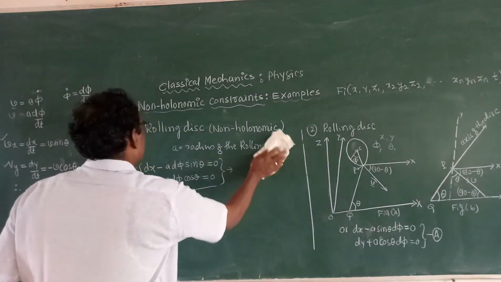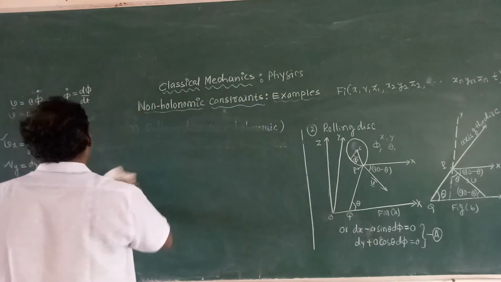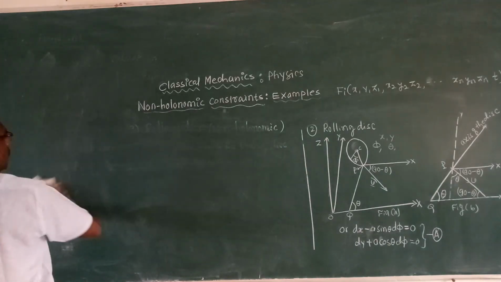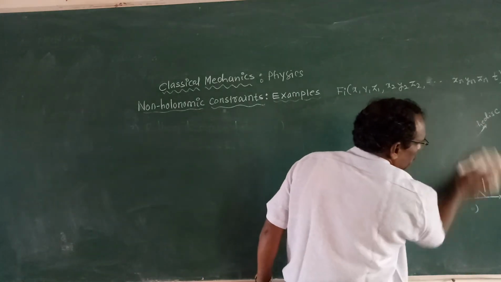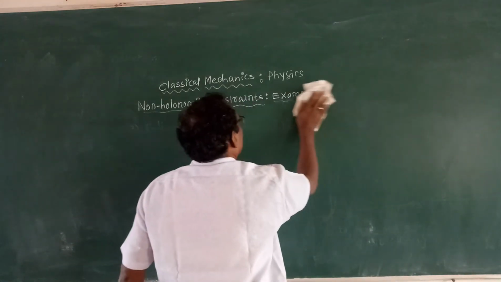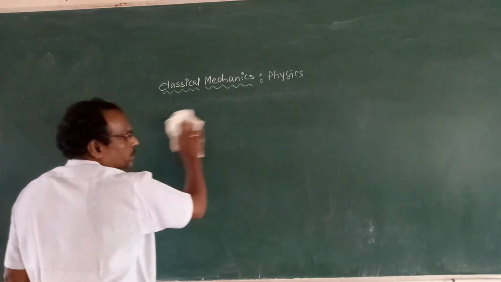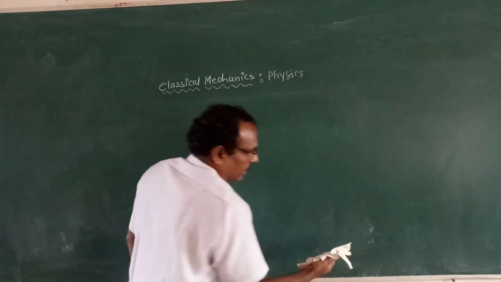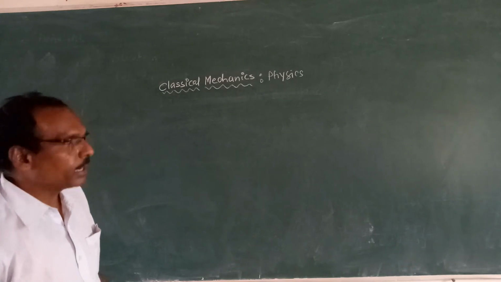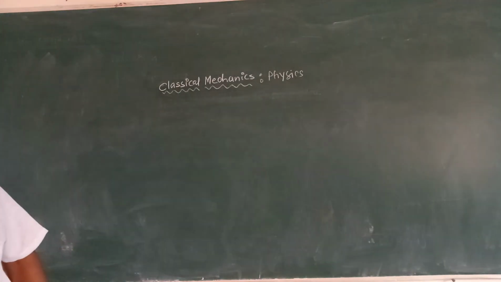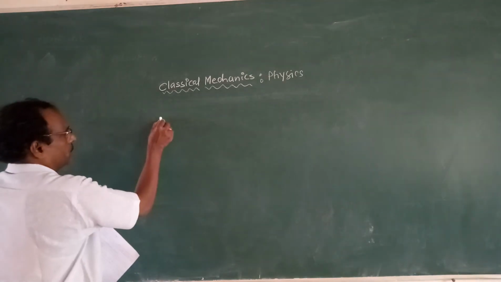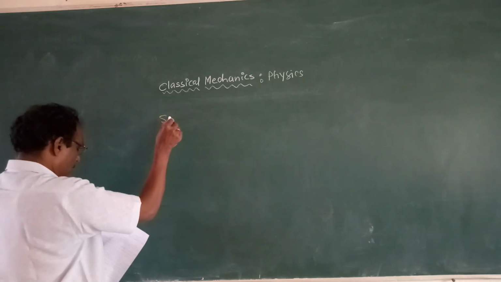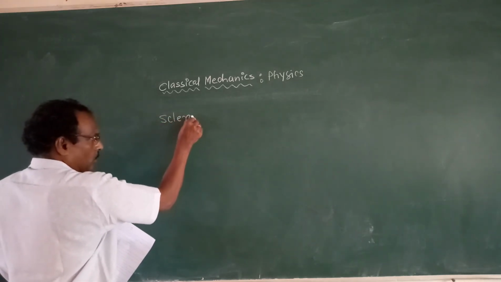Now the time has come to classify constraints further into two types, depending on whether the constraints are dependent on time or independent of time, known as scleronomic and rheonomic constraints. Scleronomic.